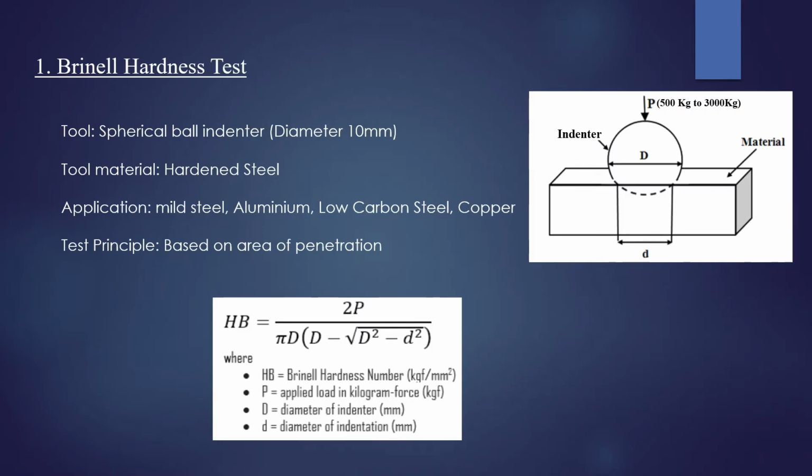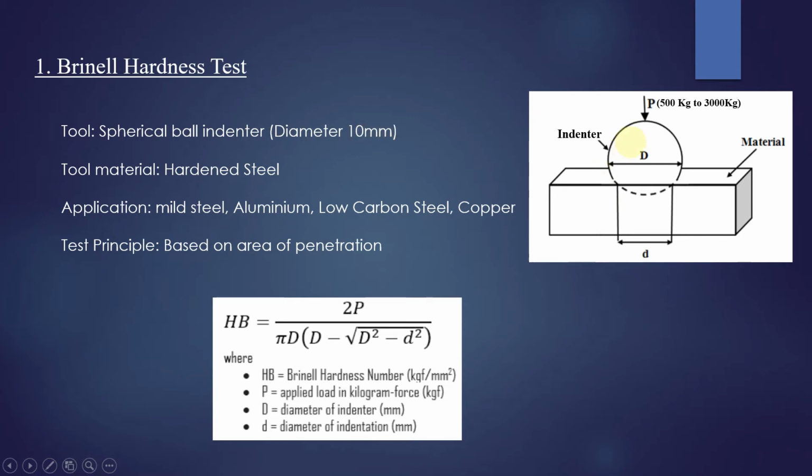So, the Brinell hardness test. Actually, this Brinell hardness test is used to determine the hardness of materials like mild steel, aluminium, low carbon steel, and copper. And look at this image. You can see the indenter. Okay, so this is the indenter. Actually, here in the Brinell hardness test, the indenter is made from hardened steel, in the shape of a spherical ball. So we will be calling it a spherical ball indenter, and the diameter of the spherical ball in the Brinell hardness test is maintained at 10 mm.